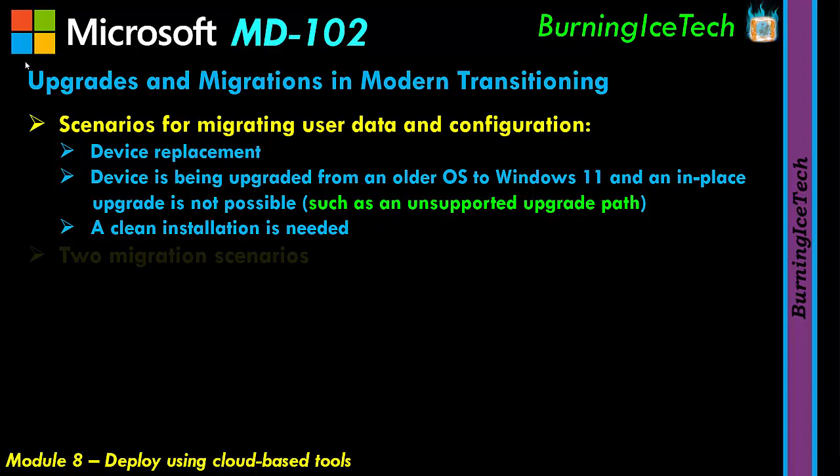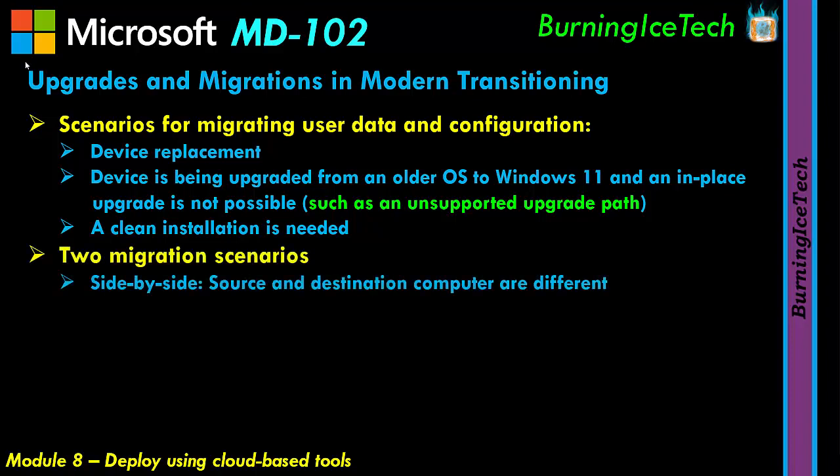And then here's 2 migration scenarios. Side by side, which is you've got a source and a destination computer, which are different. So your old computer would be on, let's say, your desk, and your new computer would be on your desk. You've got 2 different computers, an old one and a new one. You're going to move all your nonsense from the old machine to the new machine. That's a side by side.